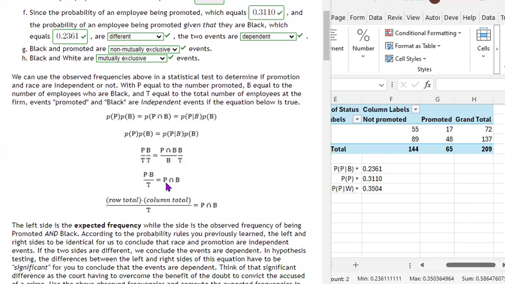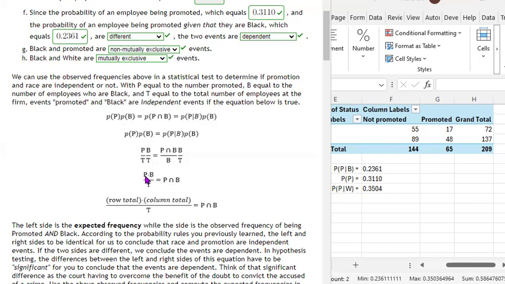So this is what we observe, right? And this is what we expect, right? If what we expect equals what we observe, then we have independence. These two are identical, we have independence. If these two are not equal, if they're different, we have dependence.